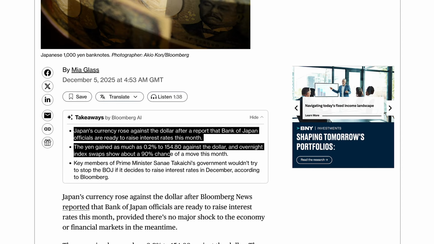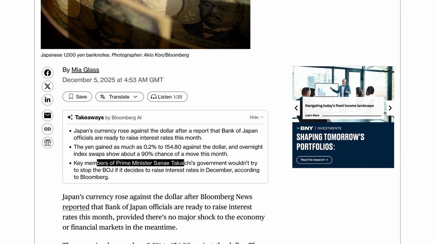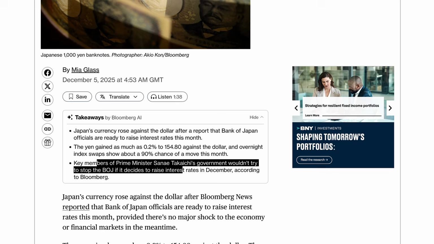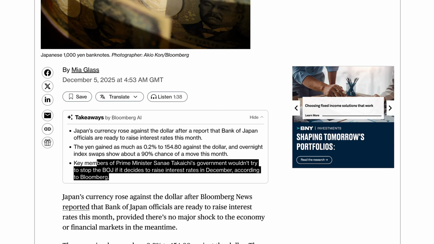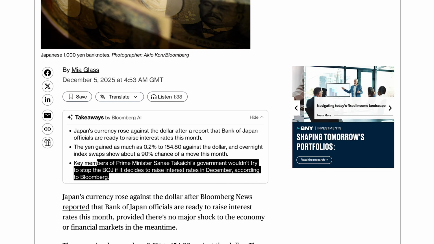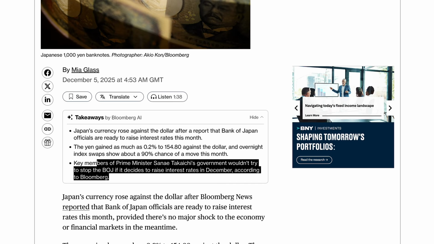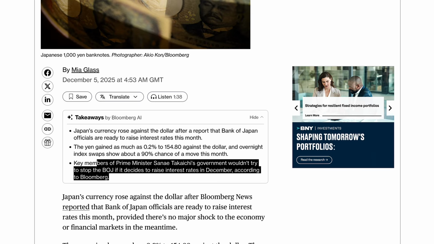Yeah, it says here key members of Prime Minister Sanae Takaichi's government wouldn't try to stop the BOJ if it decides to raise rates in December, according to Bloomberg. So that's actually quite positive, not necessarily, the government or certain government members aren't necessarily opposed to the Bank of Japan. So from a sentiment perspective, the Bank of Japan maybe has a bit of support from members inside the government.